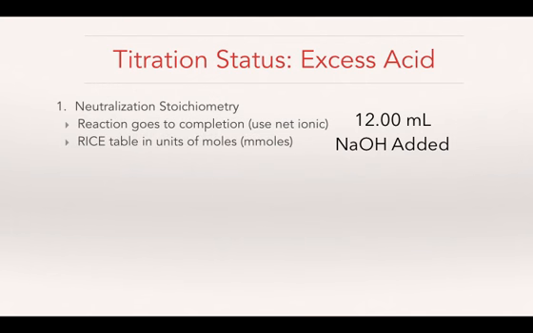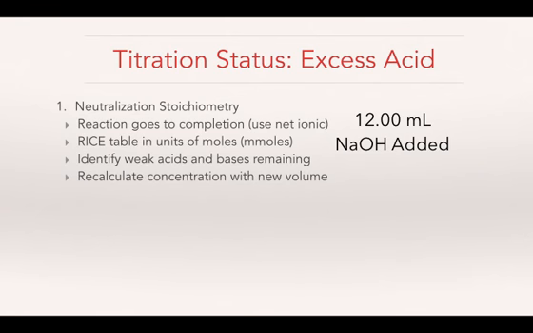We set up a RICE table, only in this case, we're going to be doing stoichiometry of moles or millimoles. I'm going to use millimoles throughout this video. After we do the reaction in the stoichiometry, we're going to identify what acids and bases we have remaining. And then we're going to recalculate new concentrations with the new volume that we have. We are adding this base to a known volume of the acid. Because we are changing the total volume of the solution, we need to take that into consideration when we are calculating out the concentrations. We will then use those new concentration values in a weak acid equilibrium.